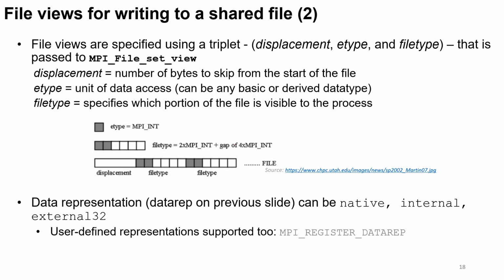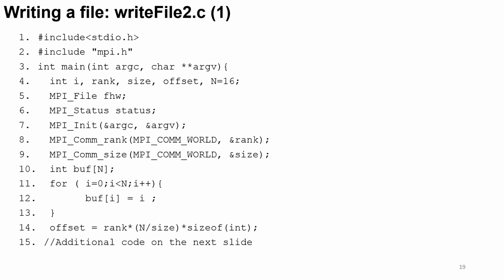And please note that your MPI implementation could be supporting user-defined representations as well. So please check the manual of your MPI library. Here on this slide, we revisit the previous example of writing data to a file, with the difference that we would be using MPI file set view and MPI file write calls instead of the MPI file write at call that we used previously.